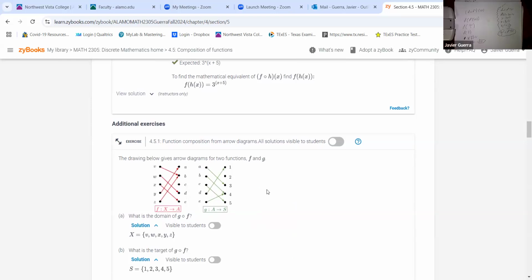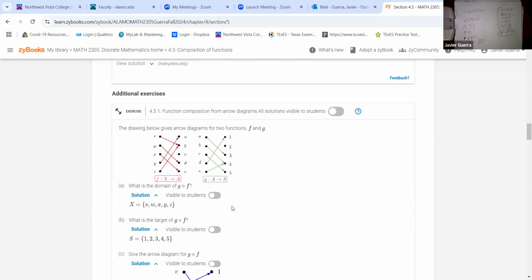All right, the drawings below give arrow diagrams for two functions f and g. Notice w goes to b, b goes to 4, w goes to d, d goes to 1, x goes to e goes to 4, y goes to a goes to 3, z goes to b goes to 4. What is the domain of f composed with g? Well, it starts with x, so there it is. V, W, X, Y, Z, right? Targets should be 1 through 5. Since I'm doing f composed with g, I'm going to end up here. So it is 1 through 5.